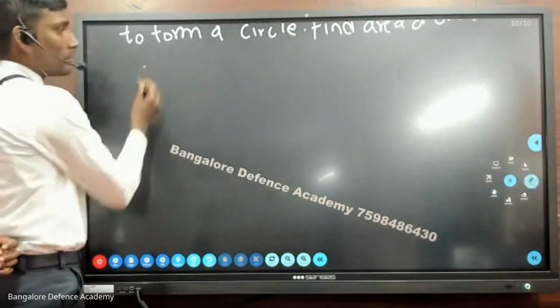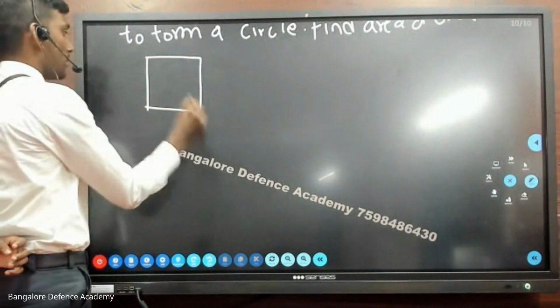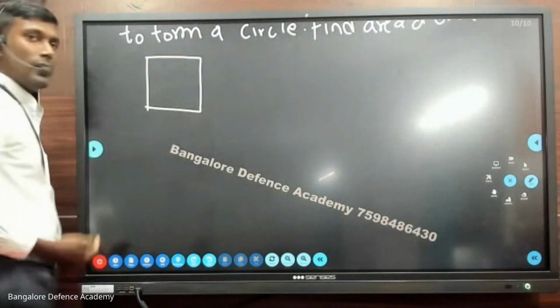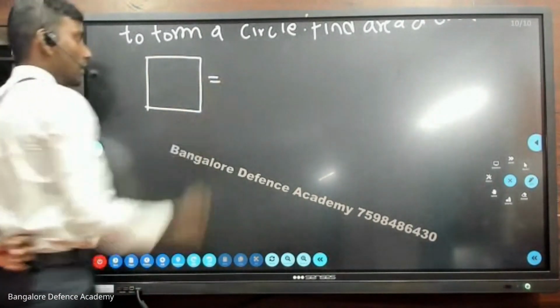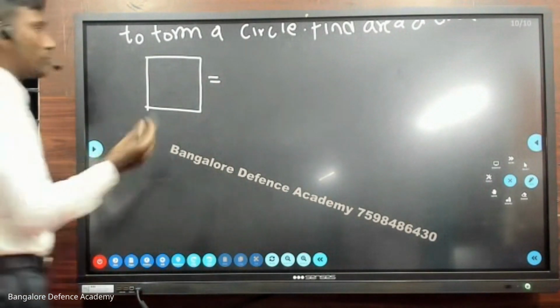So here you have a square, correct? Now what is the area of the square they are telling? If you don't answer the question, if you don't participate, you won't understand. Understood? Okay, this is not a history class or a language class where you are just listening. So tell me, what is the area of the square given?